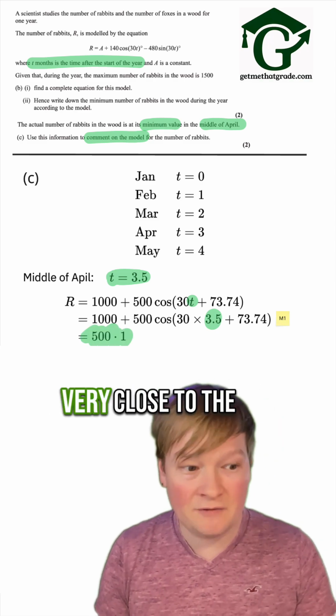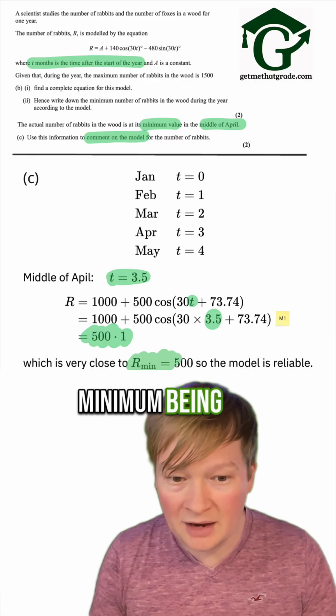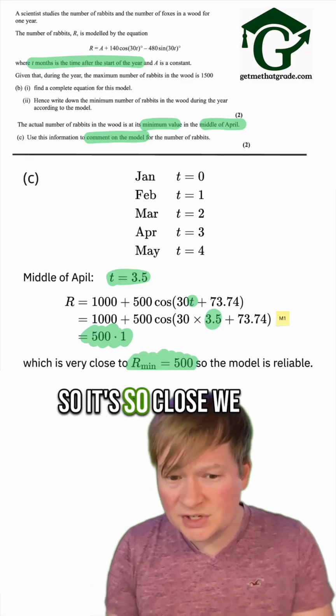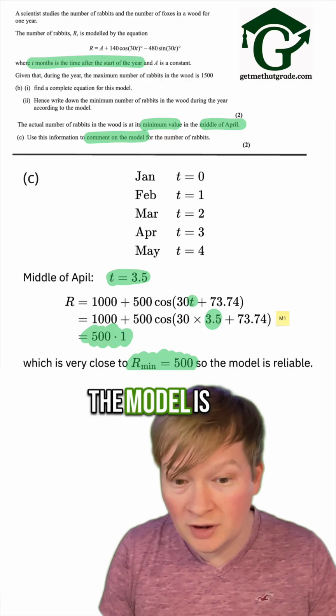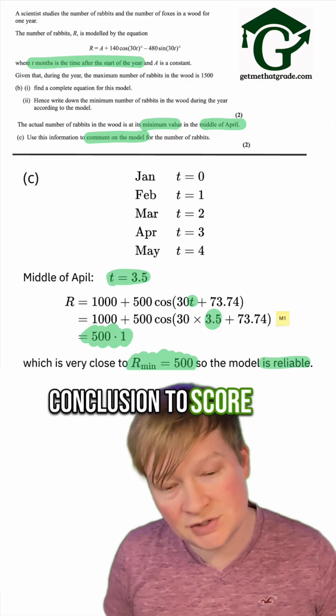And that's very, very close to the answer that we had in part B. We came up with the minimum being exactly 500. So it's so close we can conclude that the model is reliable. Make sure you write down that conclusion to score the final mark.